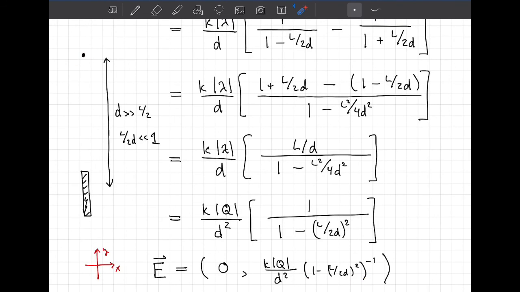So in the case that you go very, very far away, I guess I can write that out. So this is d much, much greater than L over 2. You just get 0, comma, kQ over d squared, and it basically just looks like a point charge. So very far away from a rod, the rod sort of collapses in our view, and it looks like a point charge, and the electric field expression looks like a point charge.